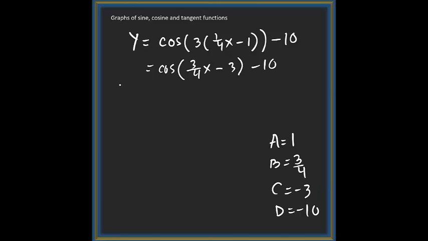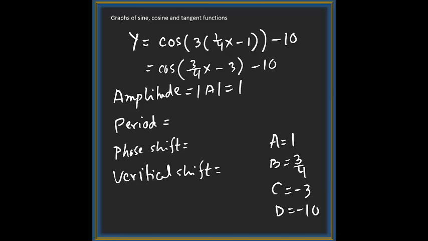So then we say that the amplitude, because we have A equals 1, equals the absolute value of A, which is 1. And our period will be 2 pi over B. Our B is 3/4. So you write 2 pi over 3 over 4. That means 2 pi times 4/3, which gives you 8 pi over 3.